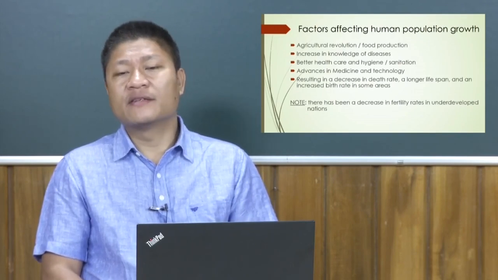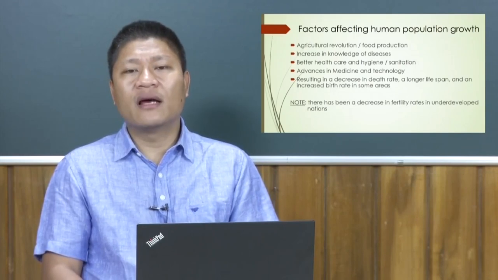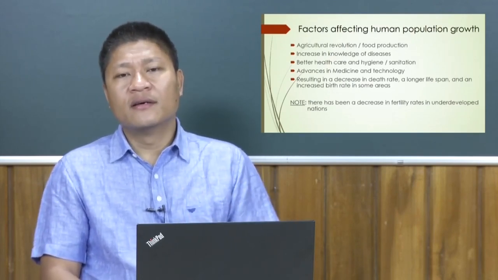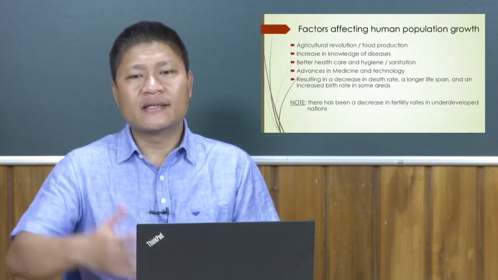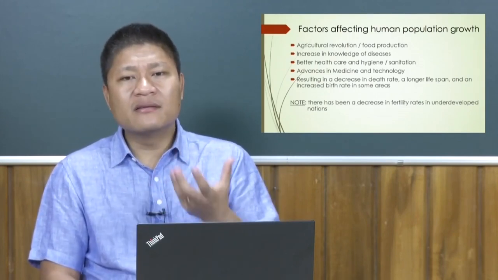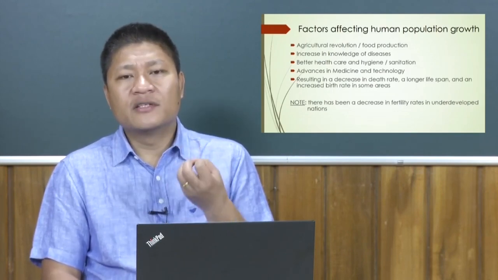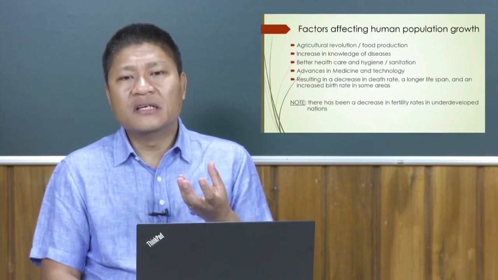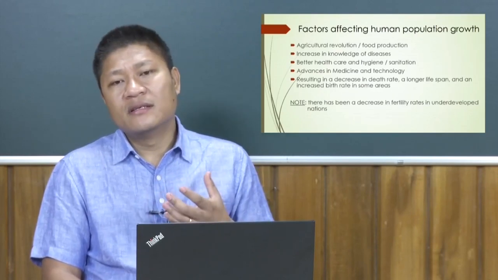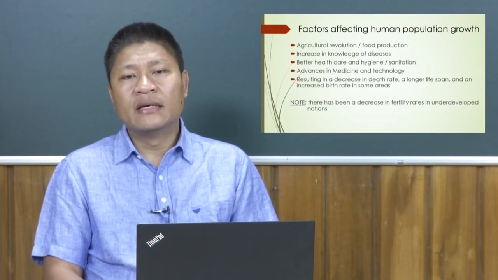Now, the advances in medicine and technology not only cut down the mortality rate, but the longevity of human life is also extended. The lifespan has increased. Maybe 70 years or more is an expected lifespan of a human life. As a result of these emerging facilities, the development of medical science, technology, knowledge, and the agriculture revolution, all these have led to the decrease in death rate, longer lifespan, and increasing birth rate in some areas.